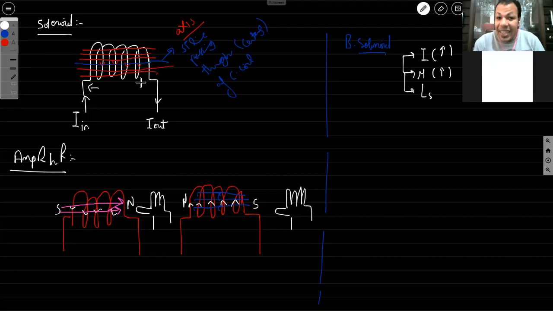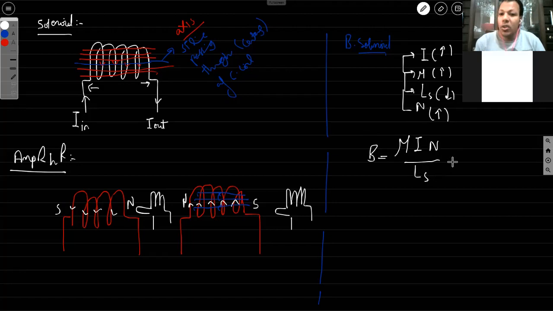As the solenoid length increases, the spaces between each turn and the next will increase and the magnetic flux density will decrease. And of course, the number of turns, which makes it increase. So according to these four factors, we can say that B is equal to mu I N over L. So these are the factors affecting the magnetic flux density of a solenoid.